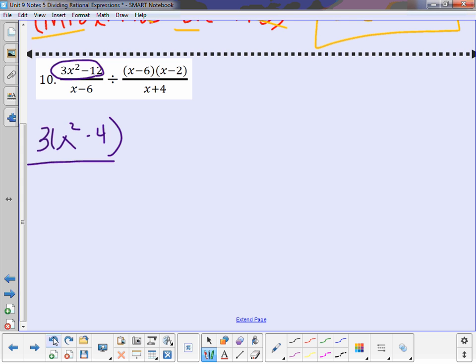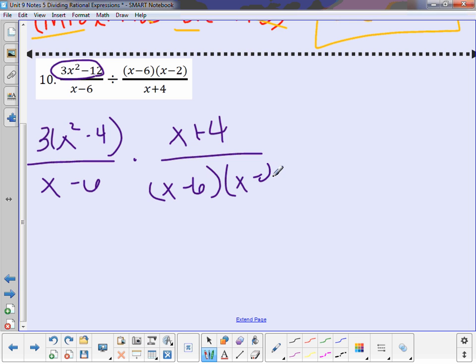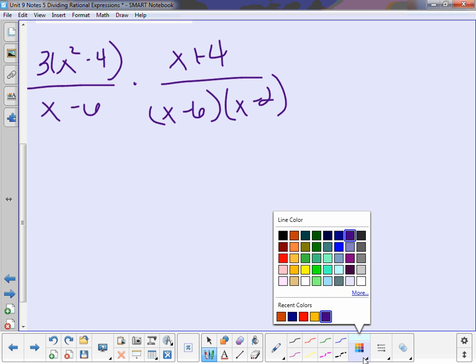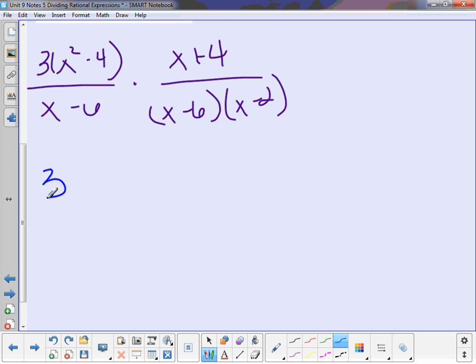So on top, I'm going to put x plus 4. On the bottom, I'm going to put x minus 6. Bottom, I'm going to put x minus 6 times x minus 2. Now, before I can simplify this any further, I need to factor the top. So there's a 3 on top, and then we want to factor this.